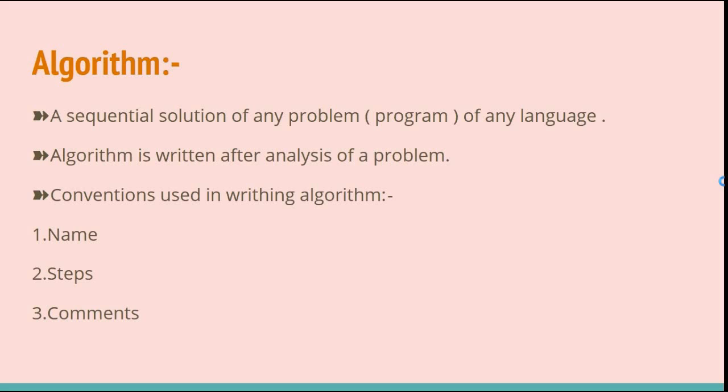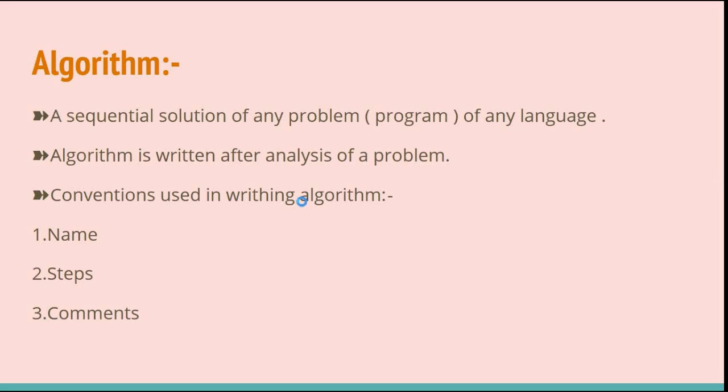So as we are going to do C programming, prior to writing a program of any problem, we need to first analyze the problem, then write an algorithm for the problem, and then move towards writing a C code. So algorithm is nothing but a sequential solution of any problem. Algorithm is written after analysis of a problem. Now there are some conventions which we need to follow while writing an algorithm.